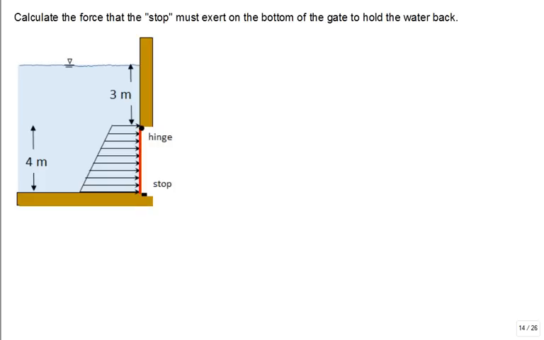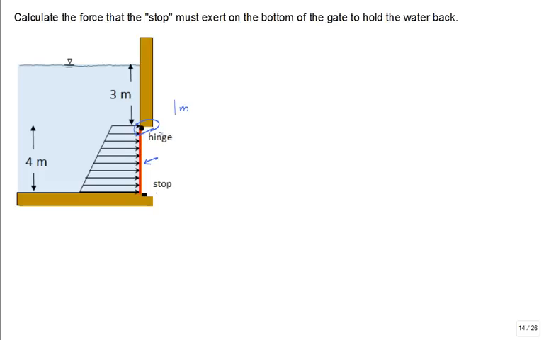Let's solve a problem. Calculate the force that the stop must exert on the bottom of the gate to hold the water back. So we have a gate, it's hinged right here, and it's in water, holding back water on the left-hand side of the gate. The gate is colored red, and there's only a stop at the bottom. We'll assume the gate has a depth of 1 meter. 1 meter depth into the board, okay?